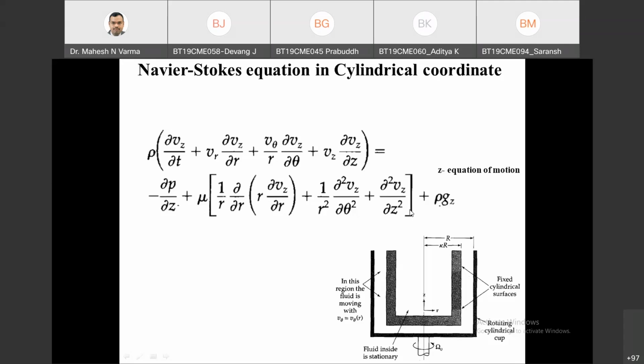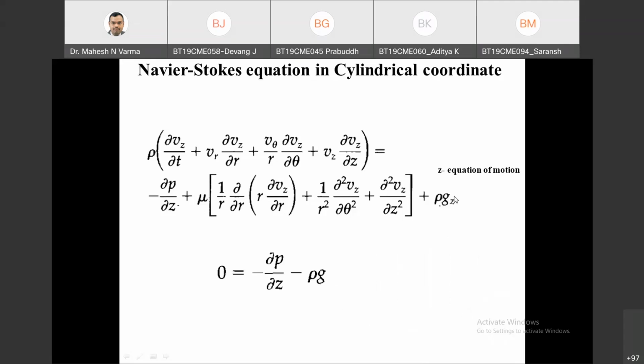How about this? Gz is non-zero, so it will remain. What will Gz be equal to? Here you can see the origin is considered here, and the Z direction is minus. What will Gz be equal to? Minus g. Gz will be equal to minus g. So substituting Gz equals minus g, this is the equation. The Z equation of motion is giving me the variation of pressure in Z direction.